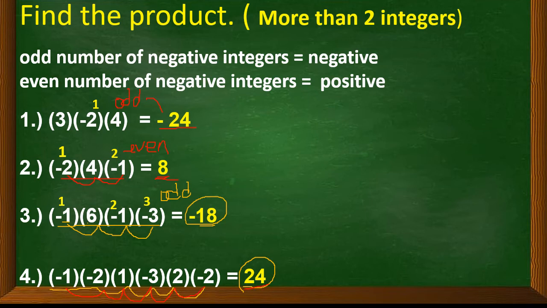Now let's count how many negative integers. We have 1, 2, 3, 4. 4 is an even number. So therefore, the sign of our product is positive. Okay? Remember, an odd number of negative integers, the sign is negative, while an even number of negative integers, the sign is positive.